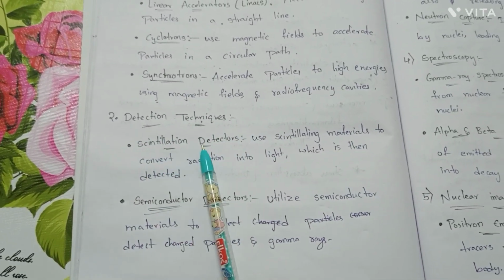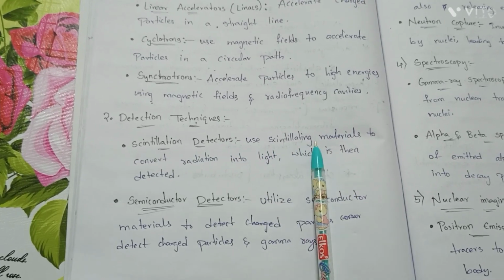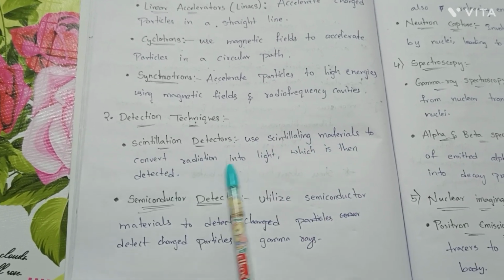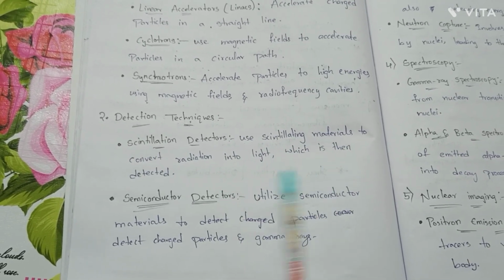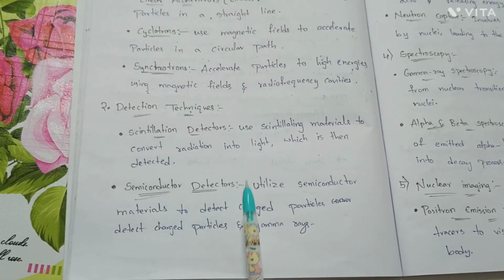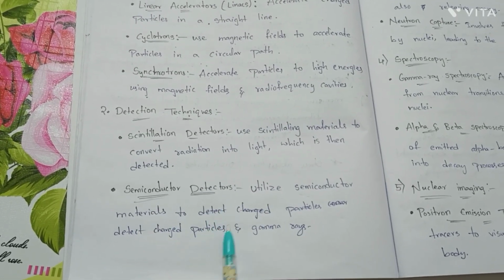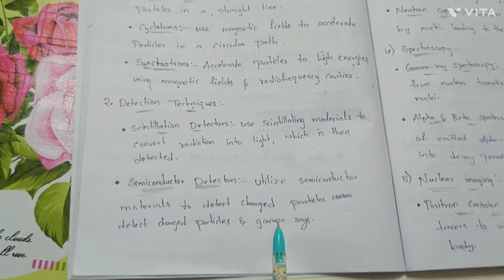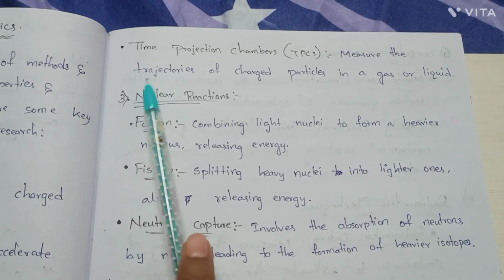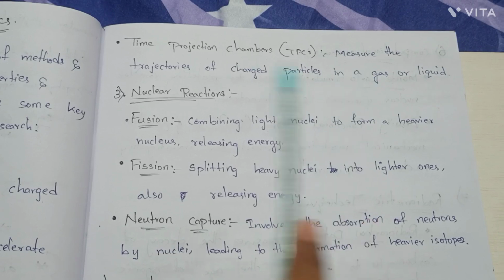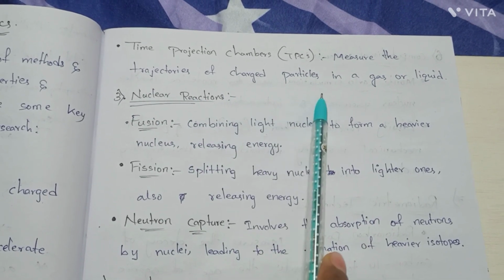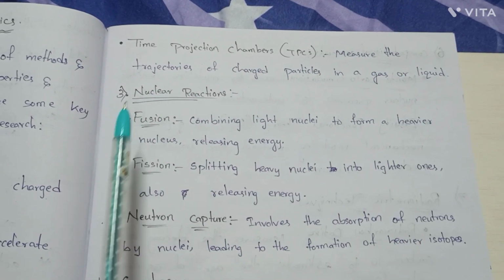Detection techniques. Scintillation detectors use scintillating materials to convert radiation into light, which is then detected. Semiconductor detectors utilize semiconductor materials to detect charged particles and gamma rays. Next one is time projection chambers, which measure the trajectories of charged particles in a gas or a liquid.